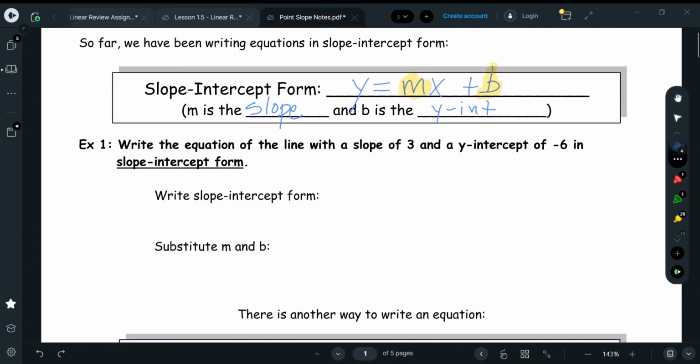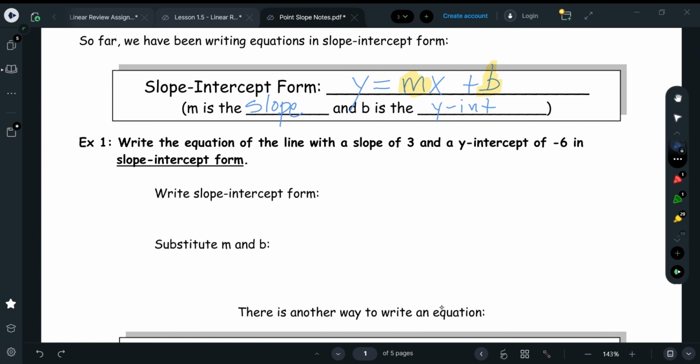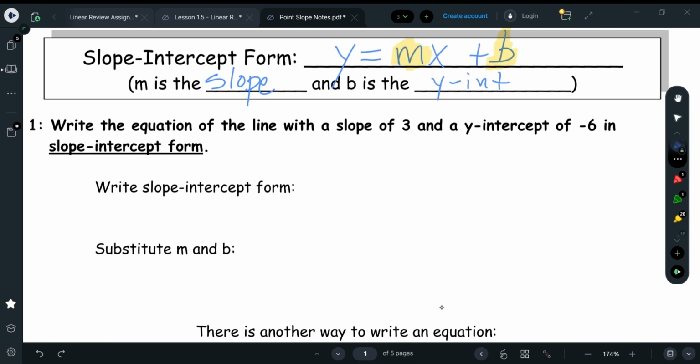Okay, so here's an example. Write the equation of a line with slope 3 and a y-intercept of -6 in slope intercept form. Okay, so slope intercept form, I'm going to write the general equation right here. Y equals mx plus b. And now I'm going to plug in. Slope of 3, let me write it like this. This means m equals 3. And a y-intercept of -6, that means b equals -6.